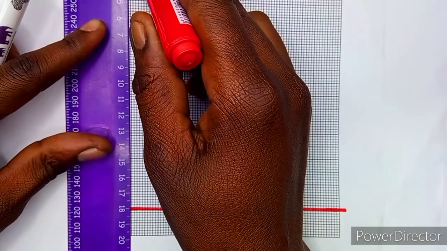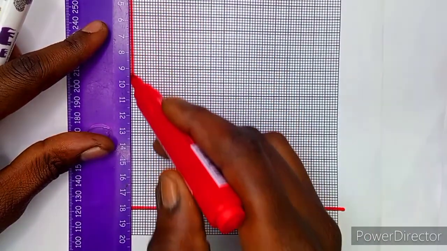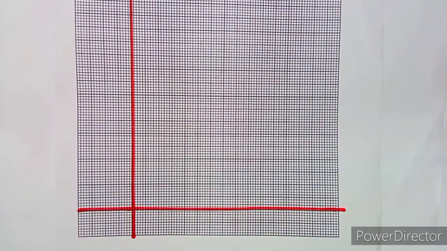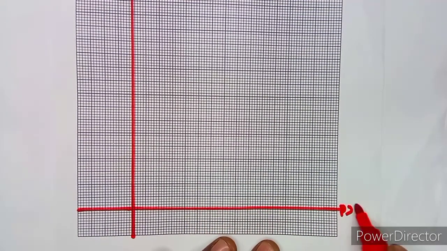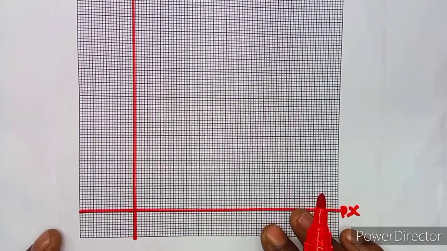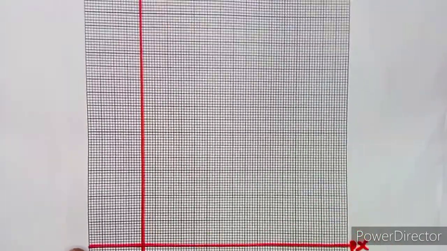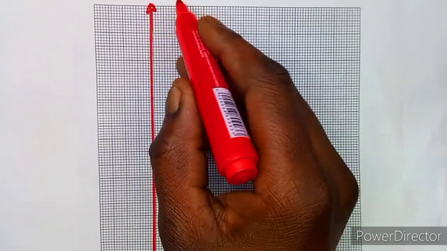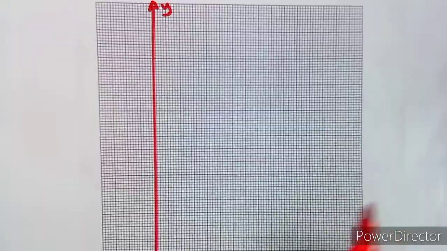So you can put them somewhere here like this. All right, so it now depends on the scale that you're going to use. But this is your x-axis, this one, and this one represents your y-axis at this point. All right, so this is your y-axis there.